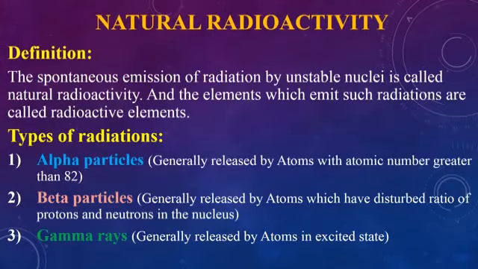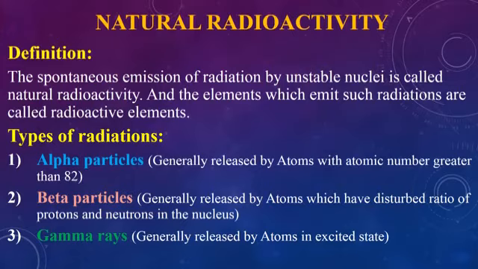The spontaneous emission of radiation by unstable nuclei is called natural radioactivity. I'm repeating once again: the spontaneous emission of radiation by unstable nuclei is called natural radioactivity, and the elements which emit radiations are called radioactive elements.